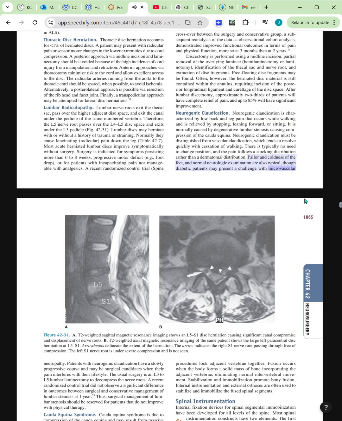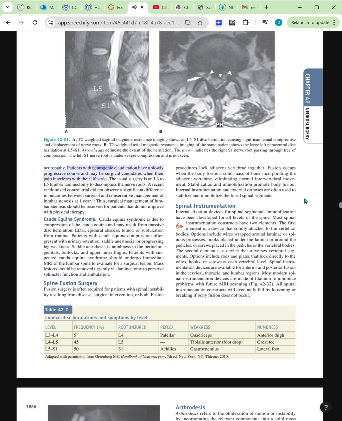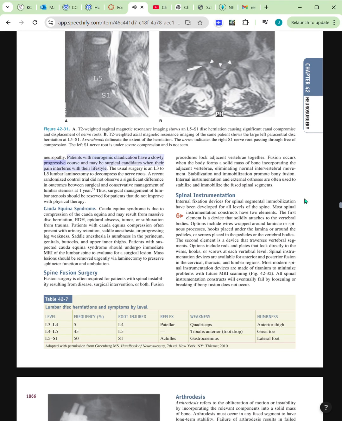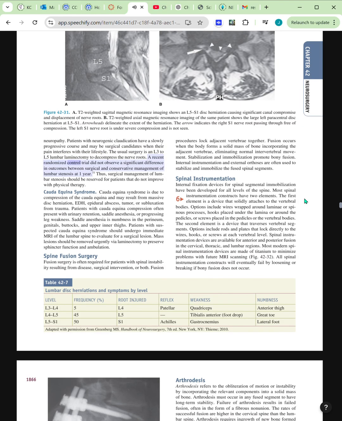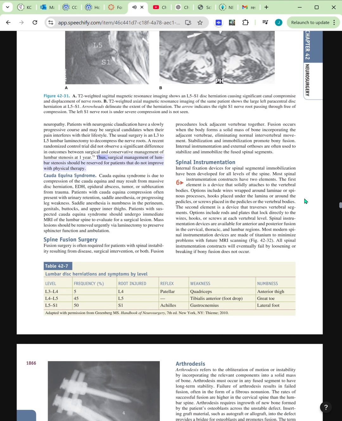though diabetic patients may present a challenge with microvascular neuropathy. Patients with neurogenic claudication have a slowly progressive course and may be surgical candidates when their pain interferes with their lifestyle. The usual surgery is an L3 to L5 lumbar laminectomy to decompress the nerve roots. A recent randomized control trial did not observe a significant difference in outcomes between surgical and conservative management of lumbar stenosis at 1 year. Thus, surgical management of lumbar stenosis should be reserved for patients that do not improve with physical therapy.